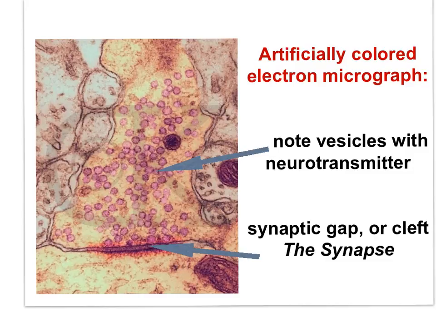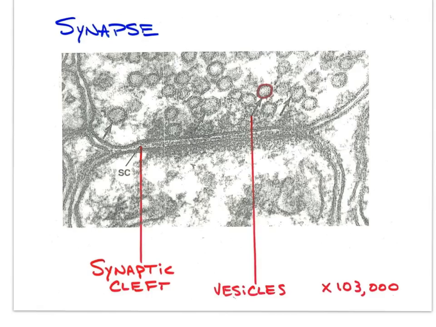Here is a micrograph displaying the synapse. We can identify the presynaptic neuron by the presence of vesicles ready to secrete the neurotransmitter into the synapse. The membrane of the postsynaptic neuron is right here. The postsynaptic membrane has receptors to which the neurotransmitter will bind. Here is another micrograph of the synapse. Can you identify the presynaptic neuron and the postsynaptic neuron?